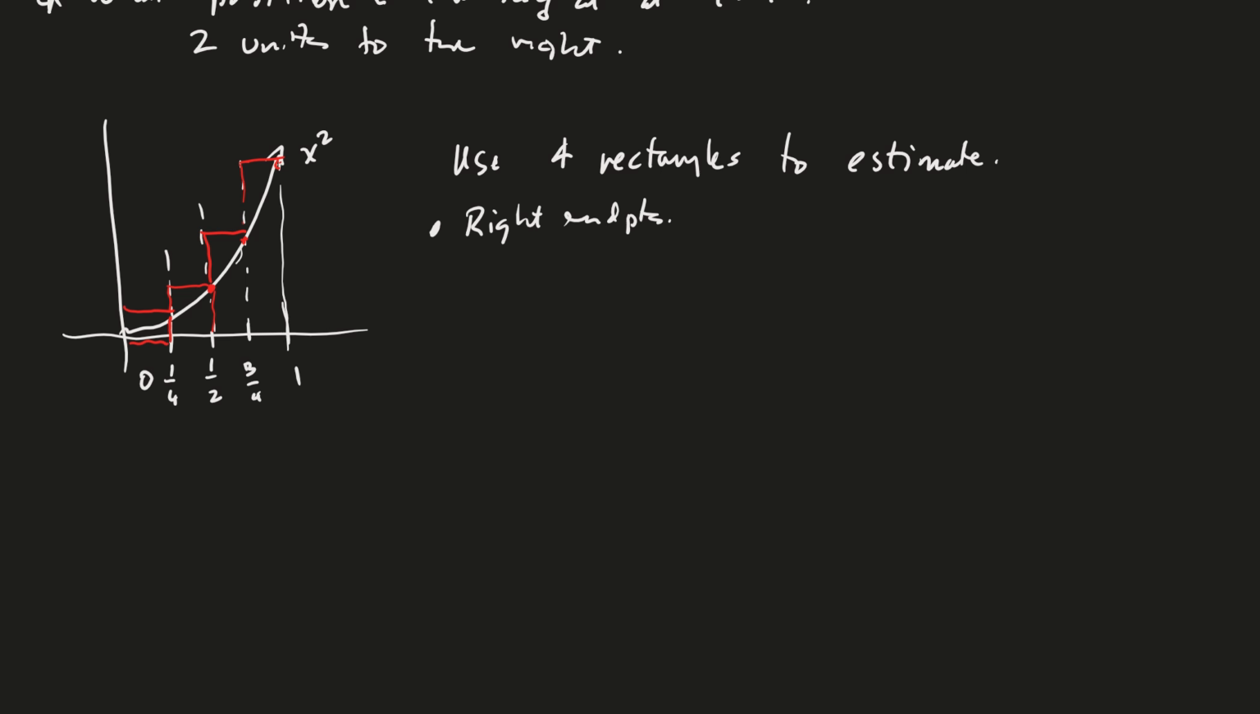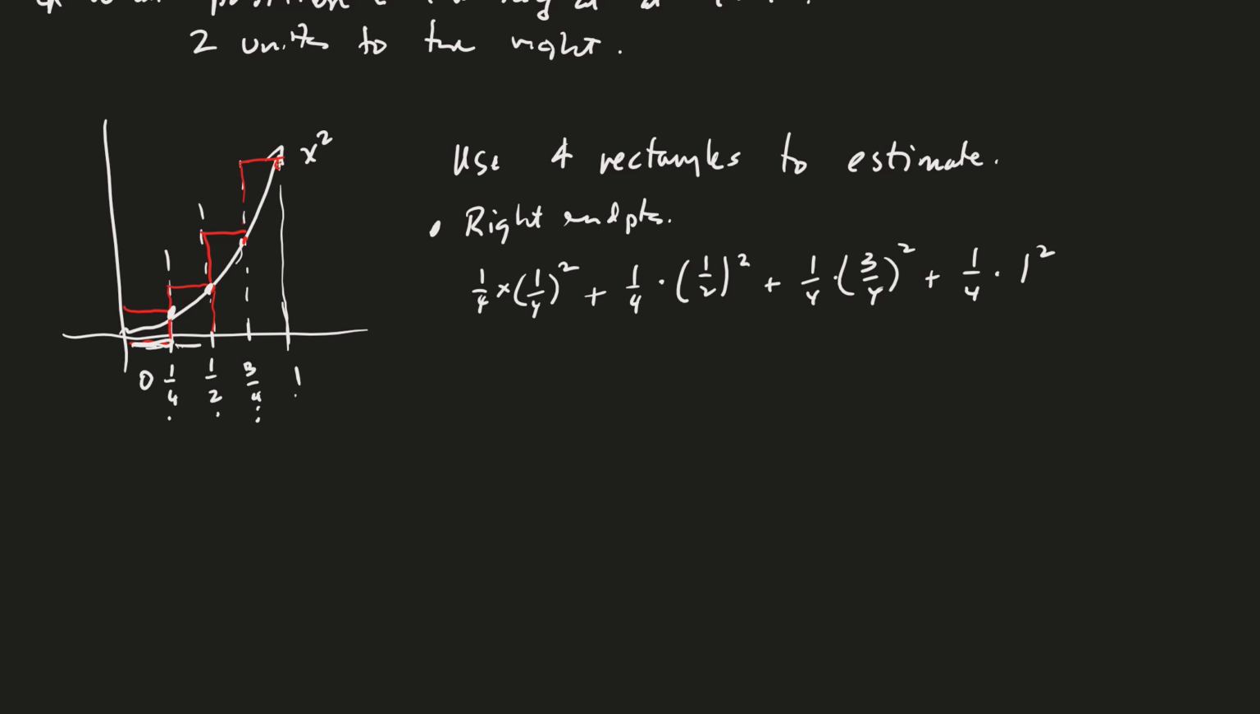Okay, and so we can see that the area of these 4 rectangles will be an overestimate, but let's go ahead and just see what these values are. So this height is going to be 1/4 squared, this height will be 1/2 squared, this height will be 3/4 squared, this height will be 1 squared. So the length is 1/4 for each, right? So the area of this first rectangle is 1/4 times 1/4 squared, plus 1/4 for the width times 1/2 squared, plus 1/4 for the width times 3/4 squared, plus 1/4 for the width times 1 squared.